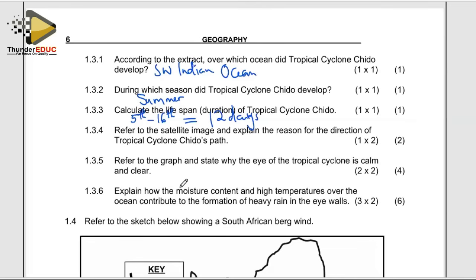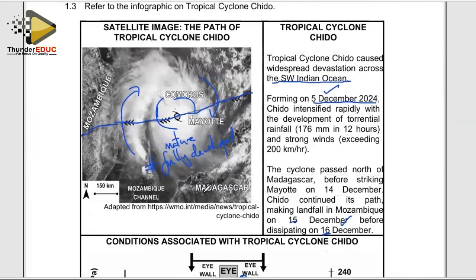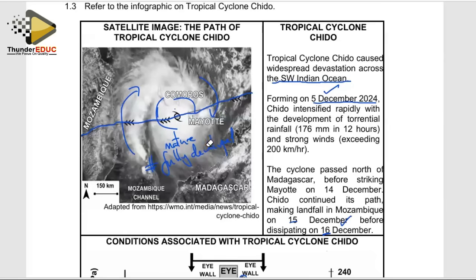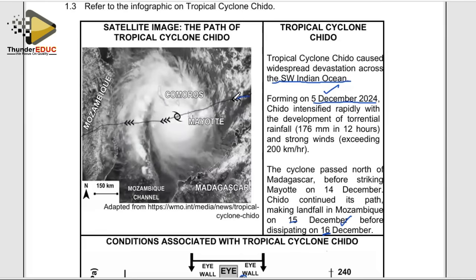Refer to the satellite image and explain the reason for the direction of tropical cyclone Chido. The line indicates the path that was followed by tropical cyclone Chido. It actually moved in that direction. From there, it got to Mayotte, it passed there, it went further to Mozambique.